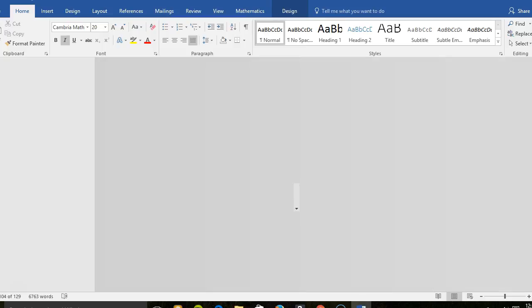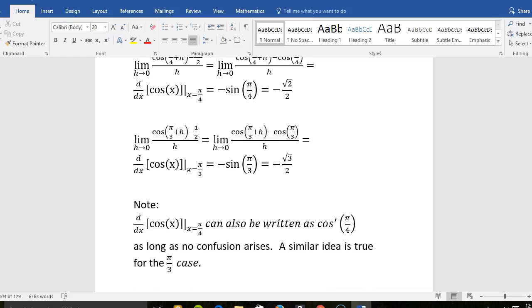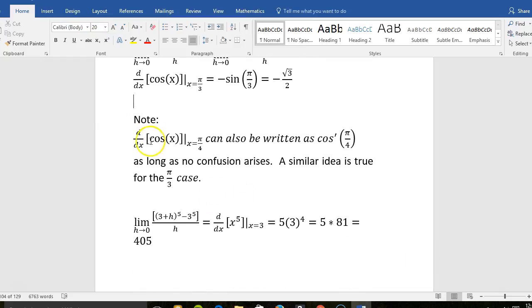Okay, and let's see. Here we make a little note. Note that this guy right here is kind of awkward to write every time. A lot of textbooks, probably most, would write this as the cosine prime of pi quarter, but that's as long as no confusion arises. This can be dangerous because if you're in a situation where there's more than one variable, this can leave you in the dark. This right here leaves no ambiguity. This does, even though it's much more cozy to write.